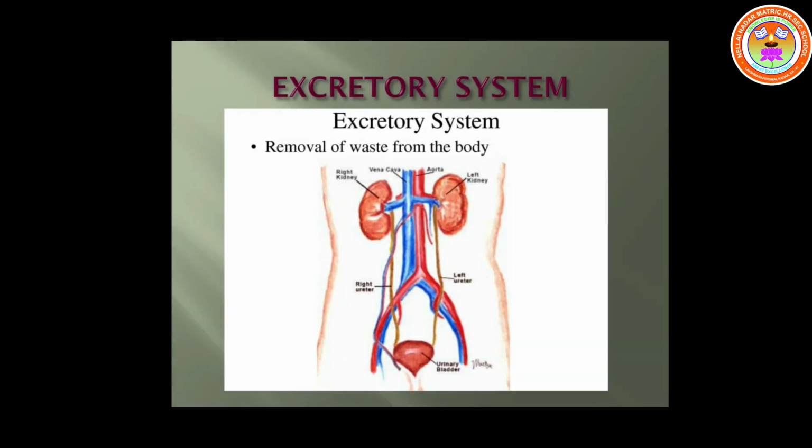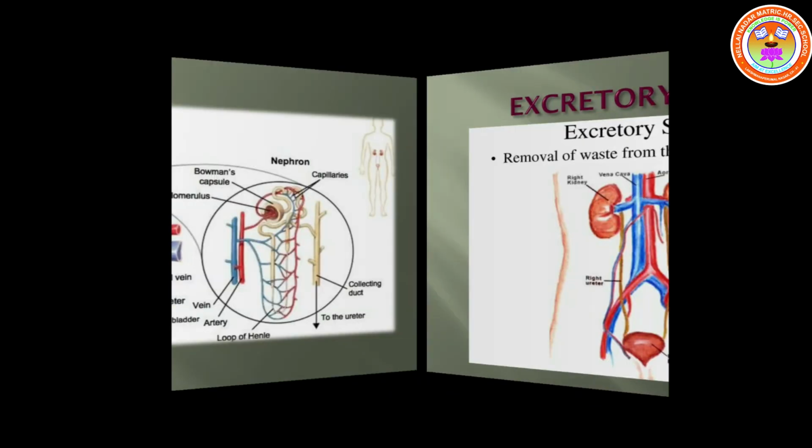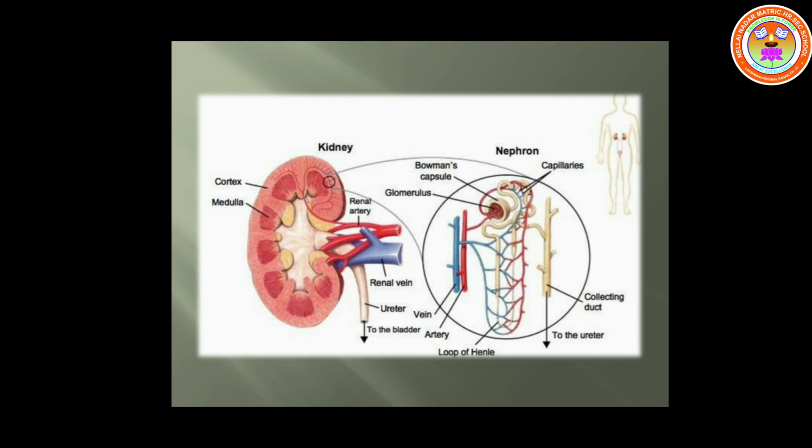Excretory system. The nitrogenous wastes are removed from the body by the excretory system. It is composed of kidneys, ureter, urinary bladder and urethra. Now let us see about kidneys. These are bean-shaped structures present in the abdominal cavity. The functional unit of the kidney is called the nephron, which filters the blood from the urine. So the nephron helps to filter the blood from the urine.